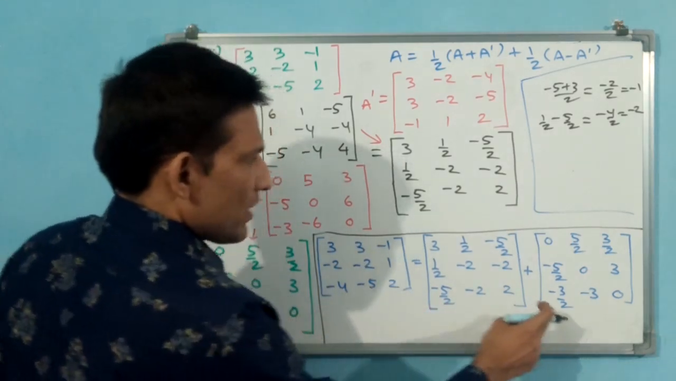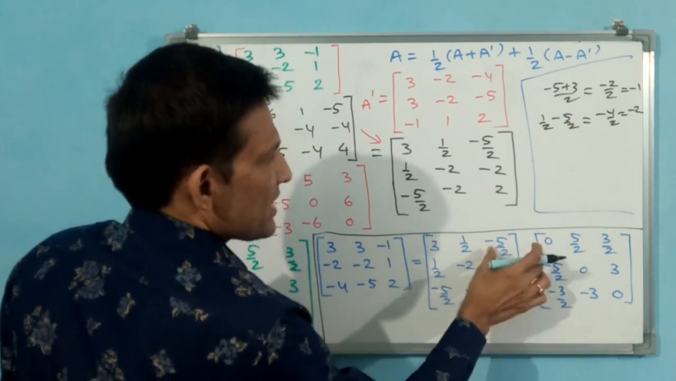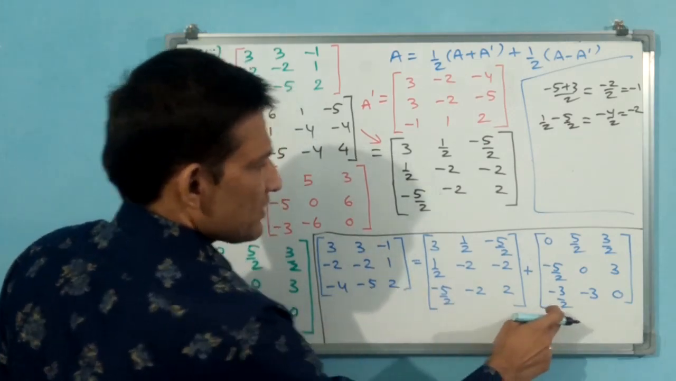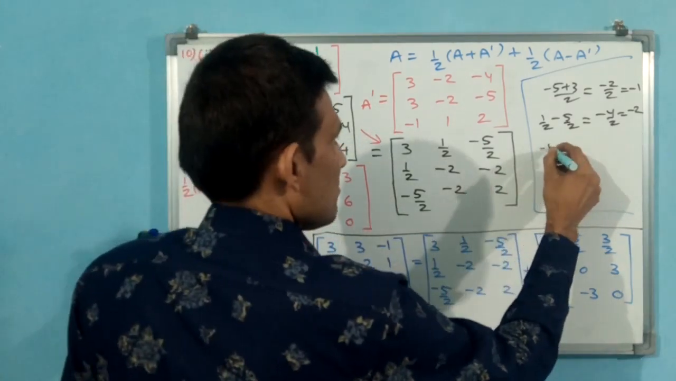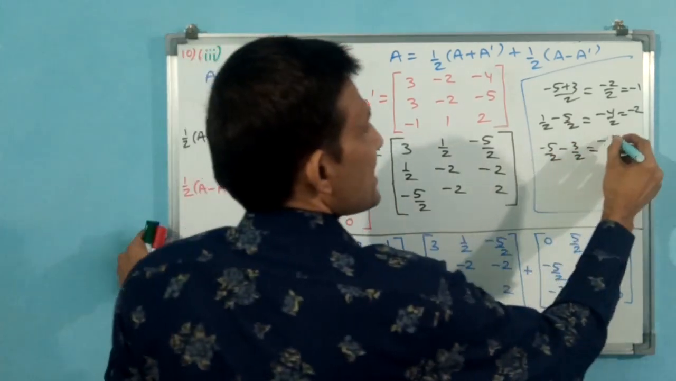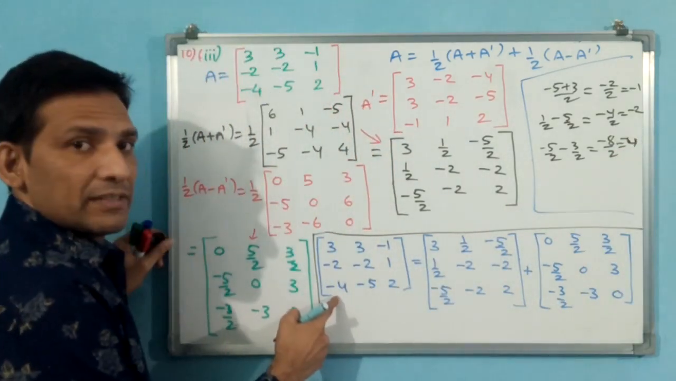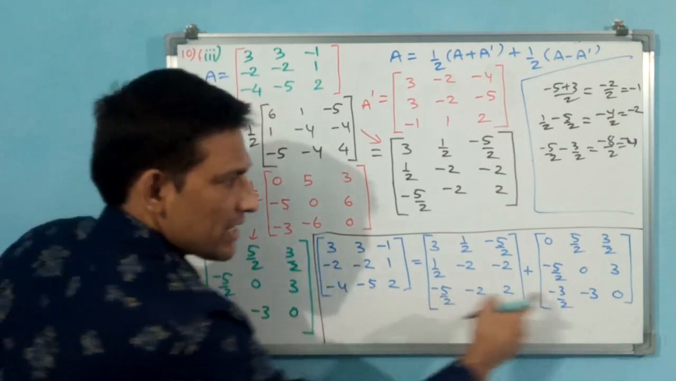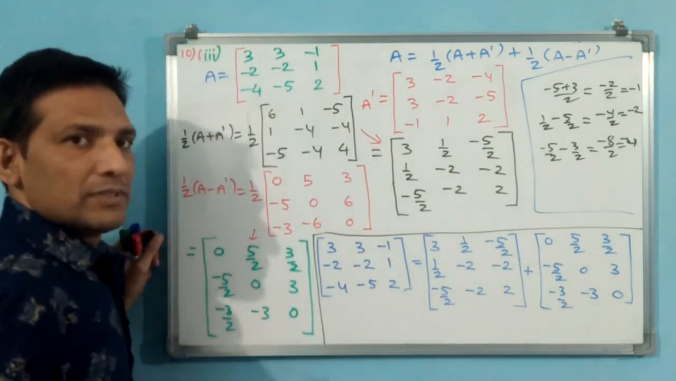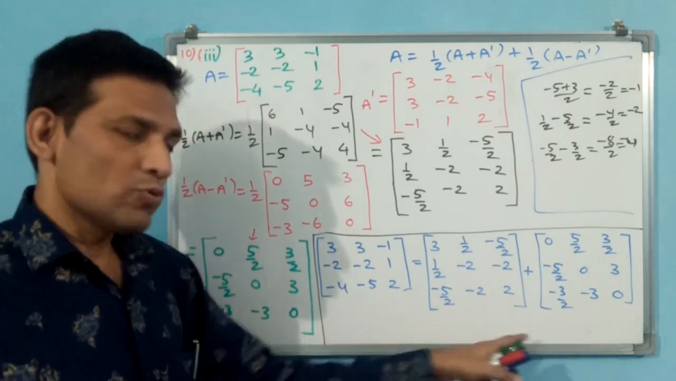Minus 5 by 2, minus 3 by 2. I think this we have seen here. Minus 5 by 2 plus 3 by 2 means minus 1 will come. Minus 5 by 2 minus 3 by 2 means minus 8 by 2, that is equal to minus 4. Now you see this one: minus 2 minus 3 is minus 5, 2 plus 0 is 2. That means we have proved this one. These two become this one.